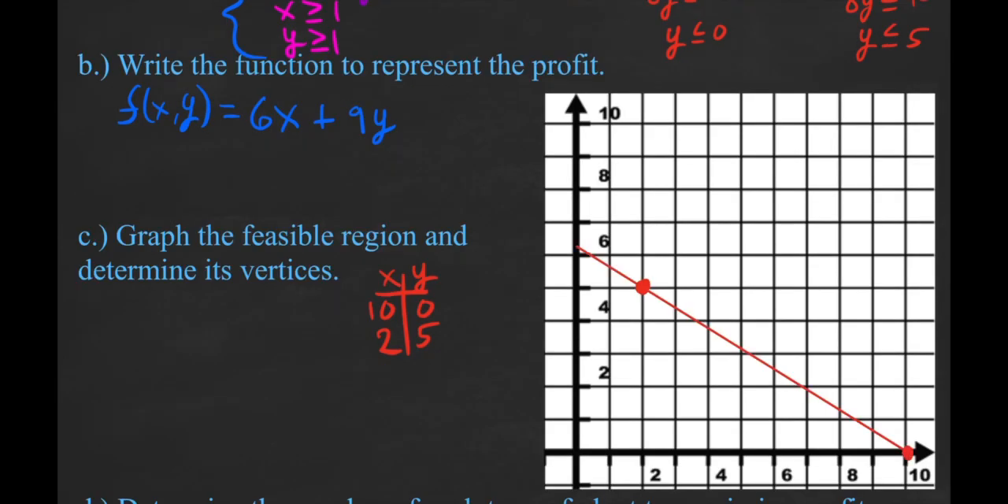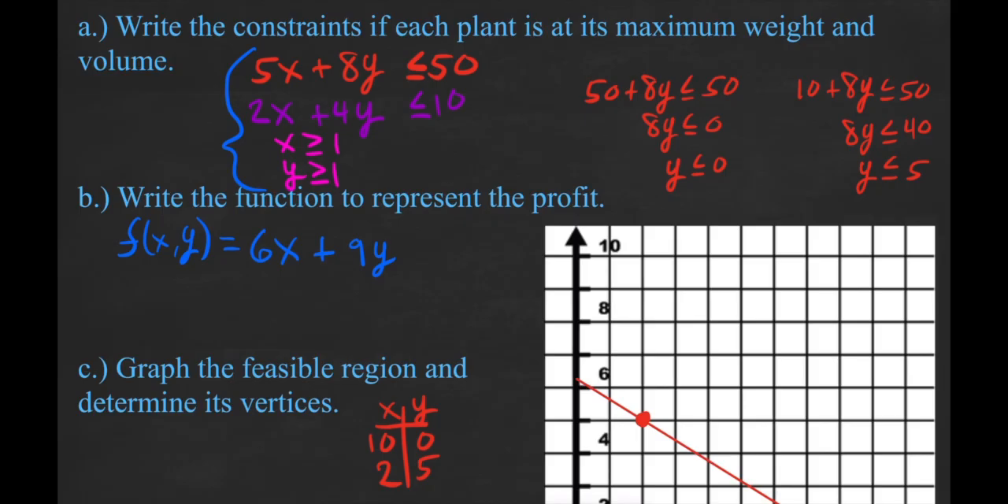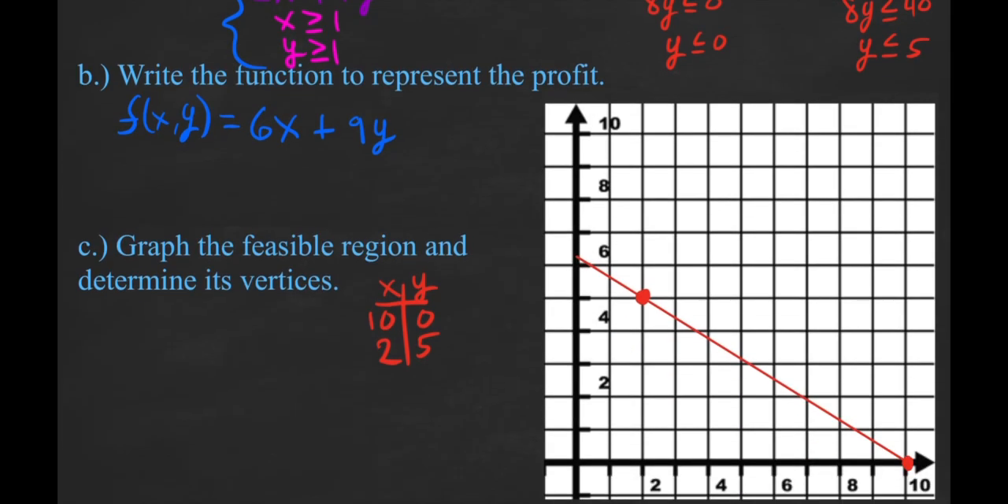Also notice with our graph, we can only have positive values. This is because we cannot sell a negative amount of plants. If we want to figure out which side to shade, let's go ahead and just plug in 0, 0. So plugging in 0, 0, we would end up with 0 is less than or equal to 50. That's true, so we shade towards 0, 0.